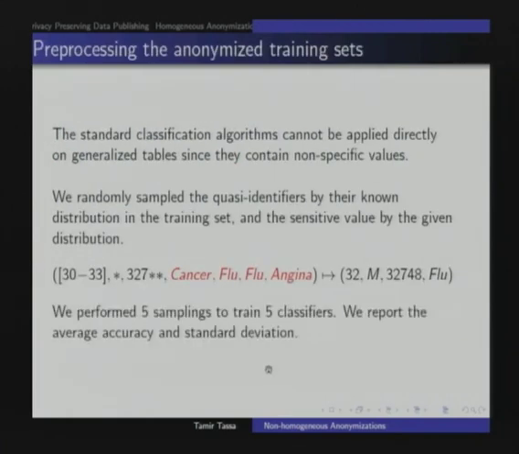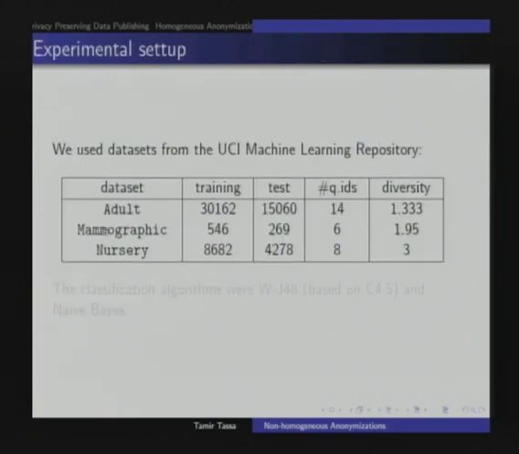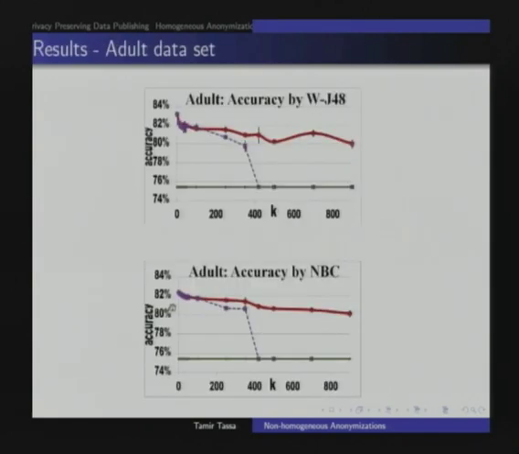Here we describe how we pre-processed the anonymized training sets in order to subject them to a classifier algorithm. We tested it on 3 datasets that you see here: Adult, Mammographic and Nursery from the UCI Machine Learning Repository. Here you see how many records there were in the training set, in the test set, and how many quasi-identifiers. Let's ignore the diversity. We used 2 classification algorithms, J48, which is based on C4.5, and naive Bayes.